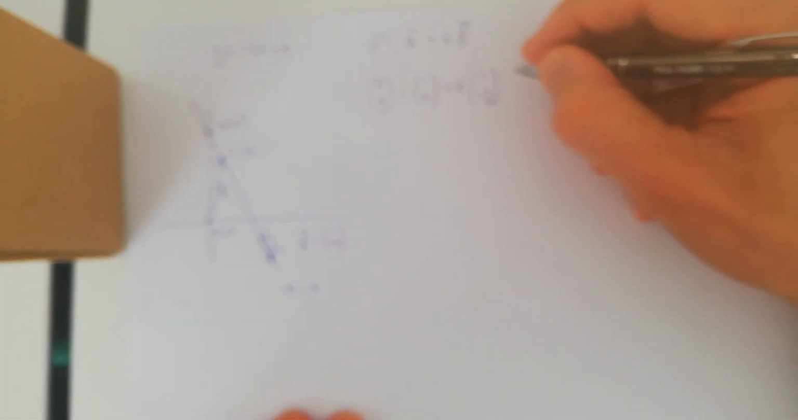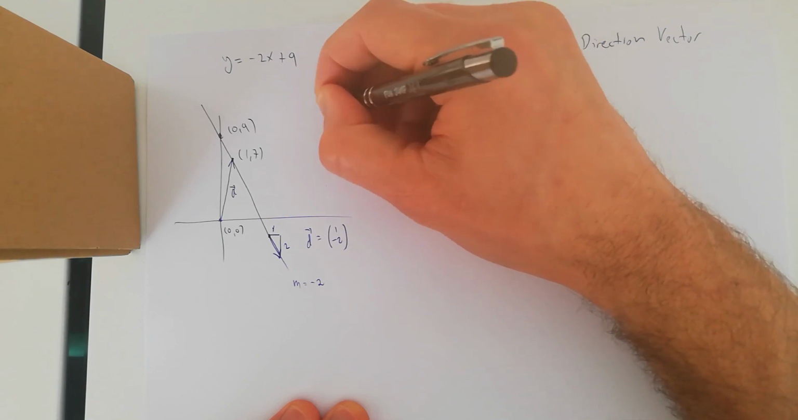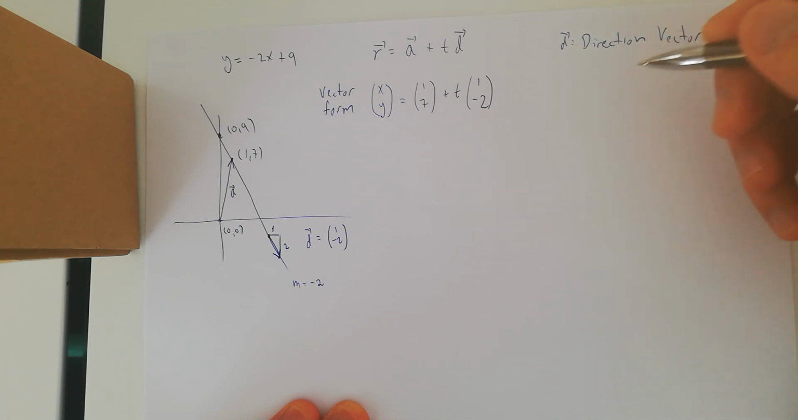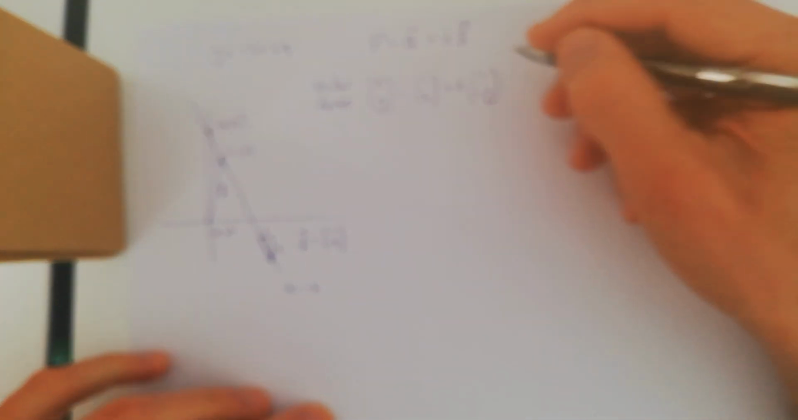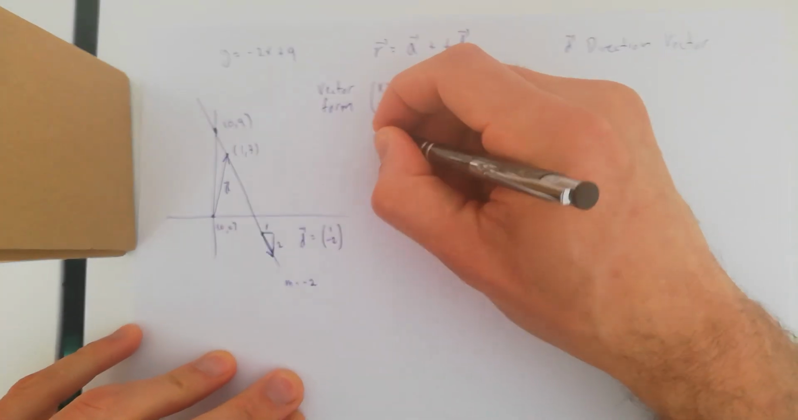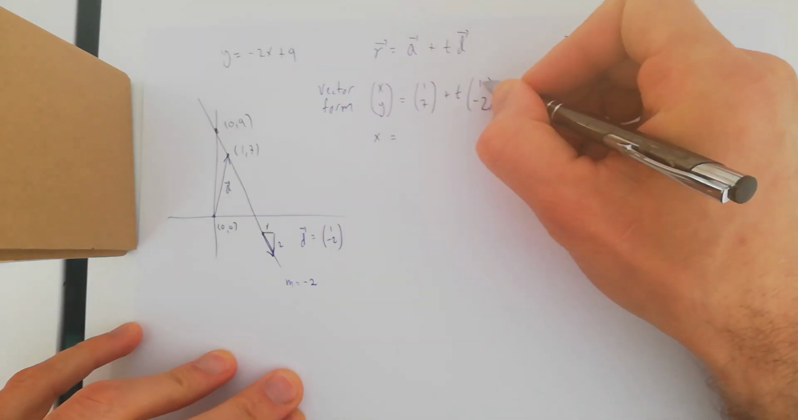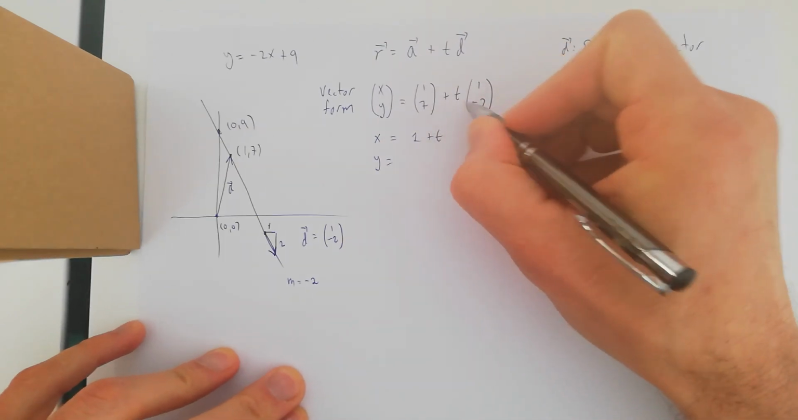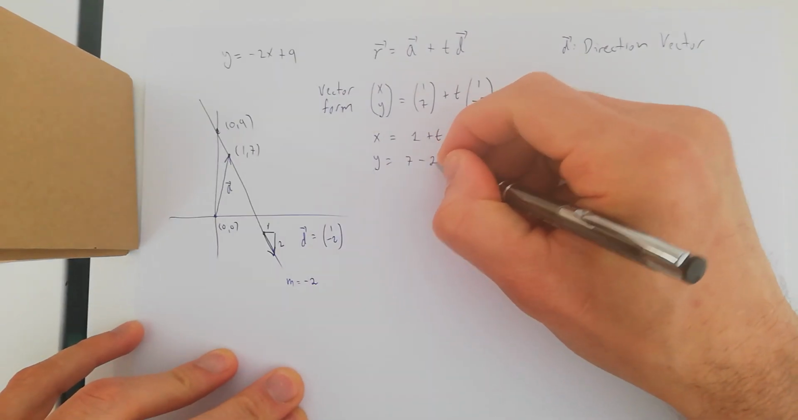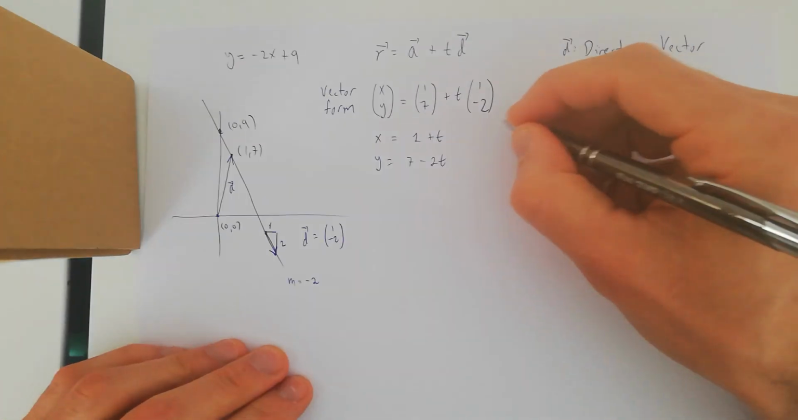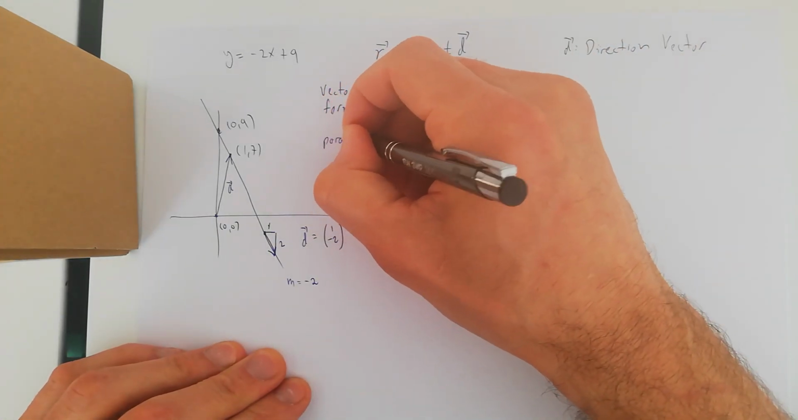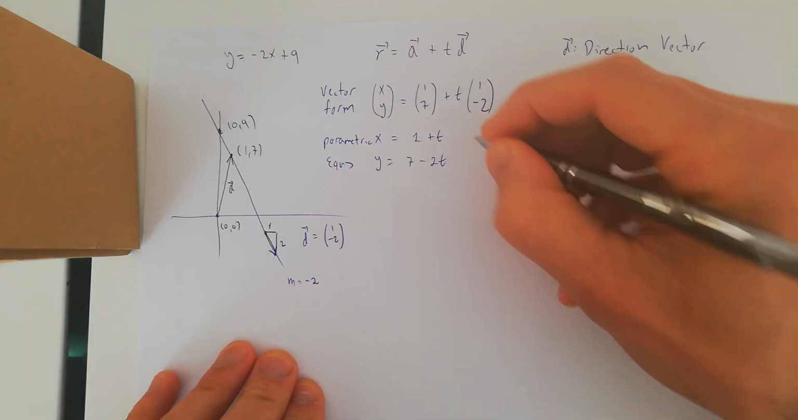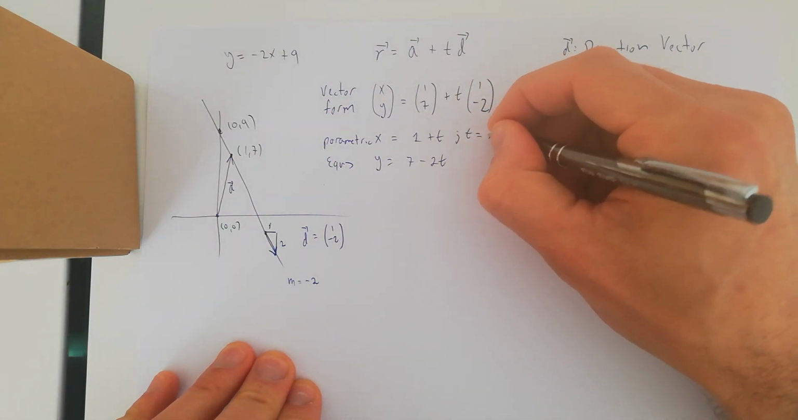This equation is called the vector form of the line. That's the line given in the vector form. From the vector form we can obtain the parametric equations. So x equals 1 plus t times 1, so 1 plus t, and y equals 7 plus minus 2 times t, so 7 minus 2t. These are called the parametric equations of the line.